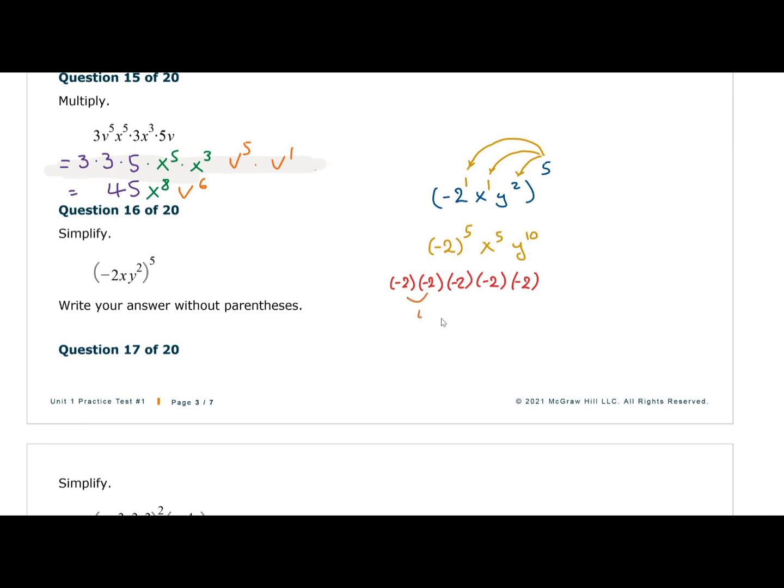Negative 2 times negative 2 is positive 4, times another pair of negative 2, which is 4, and the remainder is 1 more negative 2. 4 times 4 is 16, times negative 2, which is negative 32. Okay, be careful, it's negative 32 because a negative raised to an odd power is still negative. x to the fifth, y to the 10. That will be it for problem number 16.